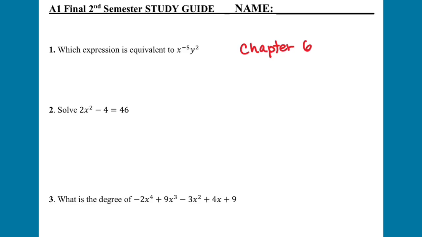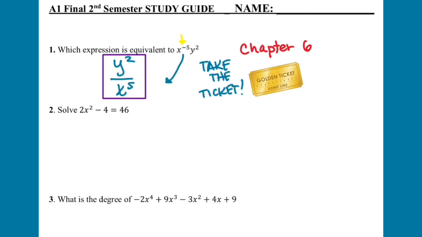So on this first question, this is from chapter 6, we need to remember to always take the ticket when we have a negative exponent, and only the exponent that's negative, that's attached to the base, has to move. The other one doesn't. So a ticket, you got to take it. If you don't have a ticket, you don't get to take it. So only the x moves downstairs. Once you move it, you take away the ticket or the negative.